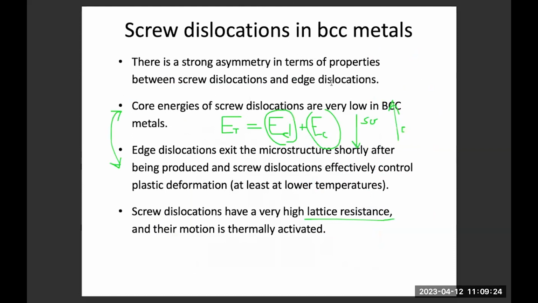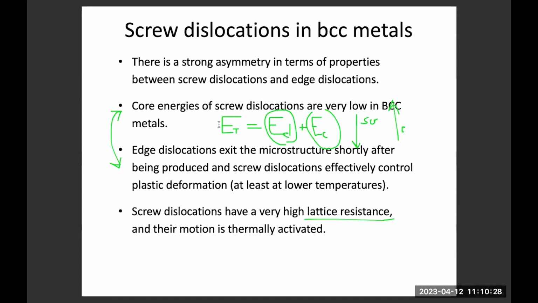So once you compare edge and screw, the core energy of screw is extremely low because we have a compact core in BCC. Instead, for FCC, it is a planar core. There is a strong asymmetry in terms of properties between screw dislocation and edge dislocation. The core energy of screw is very low in BCC materials. The total energy is the line energy, the dislocation elastic energy, plus the core energy. Since the core energy is very low in BCC, screw is the dominant dislocation. It's the energetically favorable dislocation over edge dislocation in BCC.